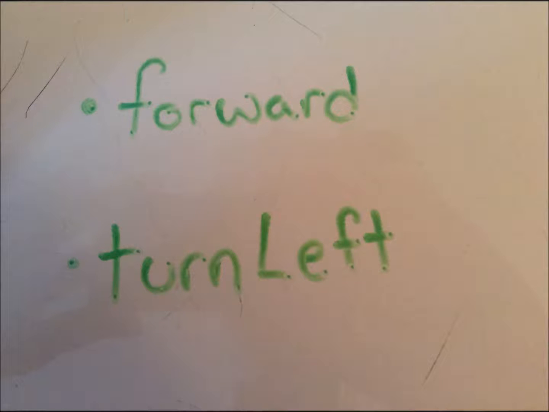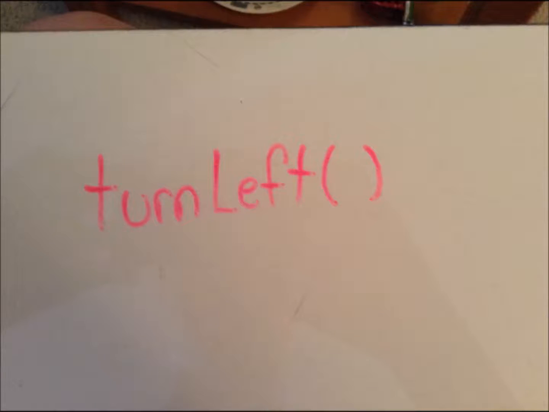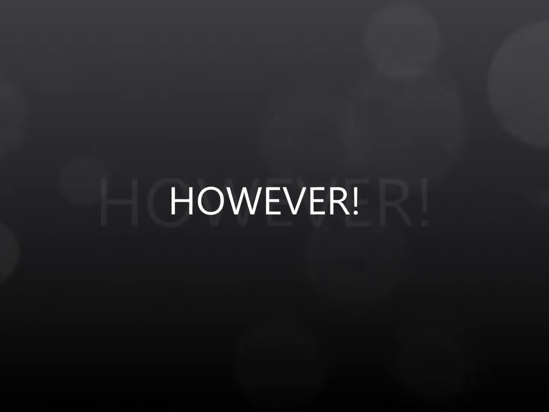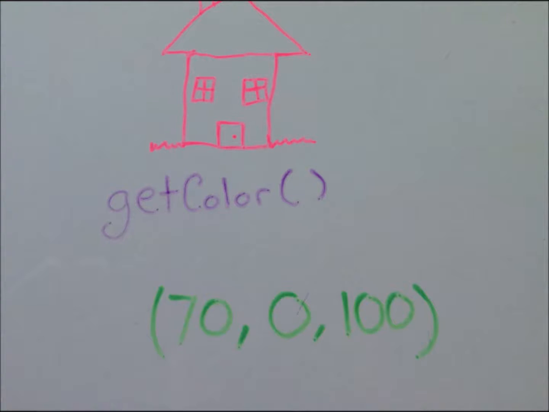Turn left and forward are situations where an object carries out a request by the user, but does not need to respond to them. Forward requires arguments from the user because the user must specify how far to move, whereas turn left operates without any specific details. However, in many situations, the object is needed to respond by returning a value. Suppose I want to know the current color that's being used for the drawing. I can use the getColor method to return a value of the color.